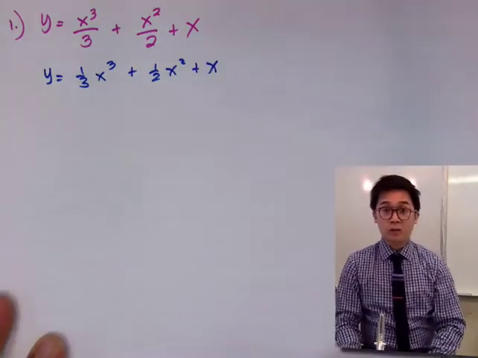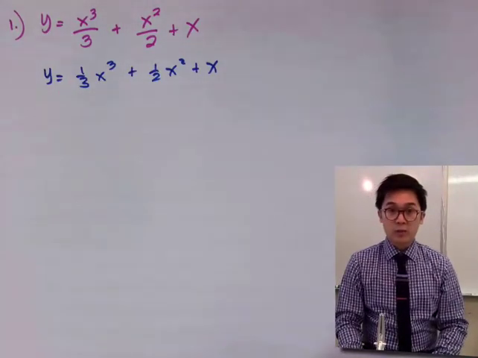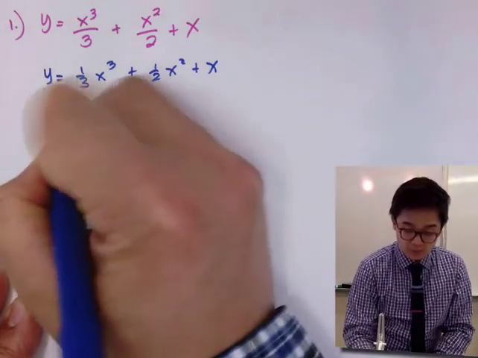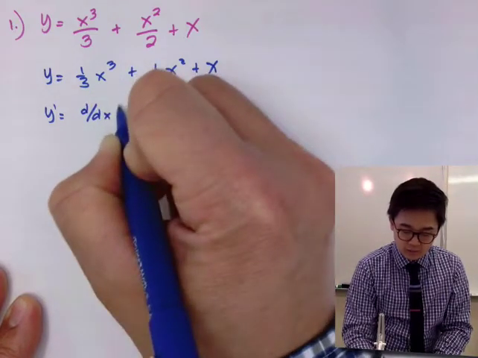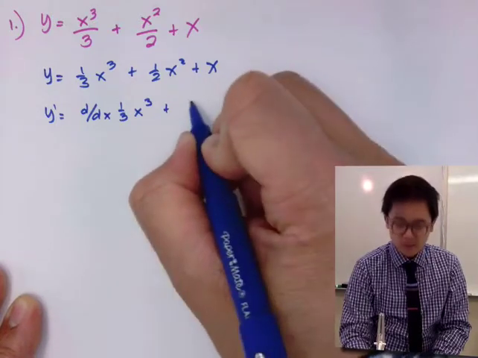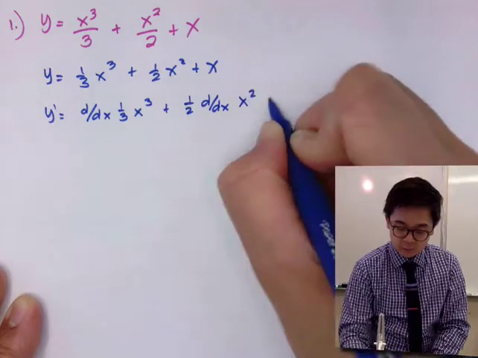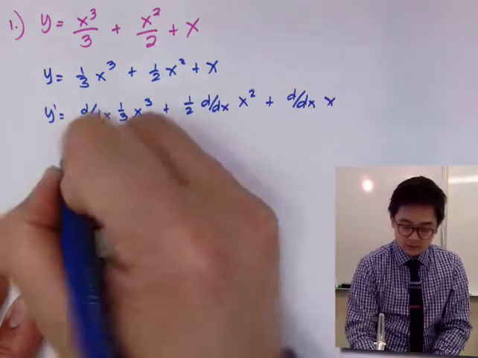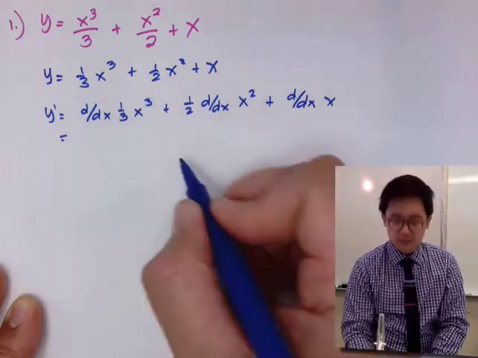And by doing so, the power rule will be a lot easier to use because we're just going to multiply 1/3 with the derivative of x cubed. So y prime is equal to the derivative of 1/3 x cubed plus, we can also write it as 1/2 d/dx of x squared plus d/dx of x. So we know that every constant, we can just ignore it and take the derivative of x cubed.